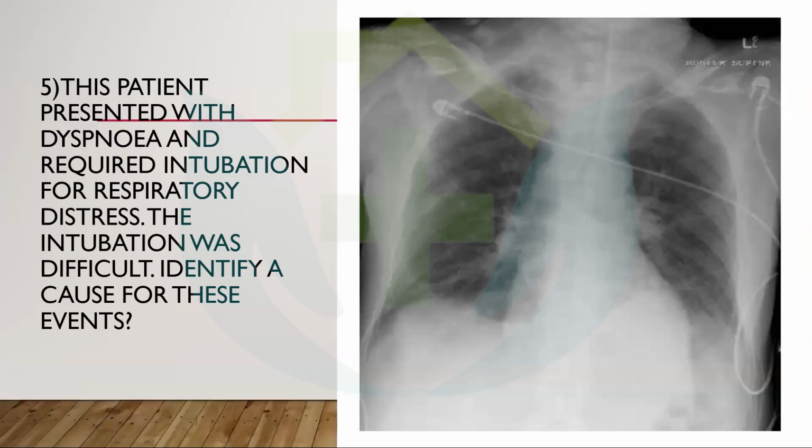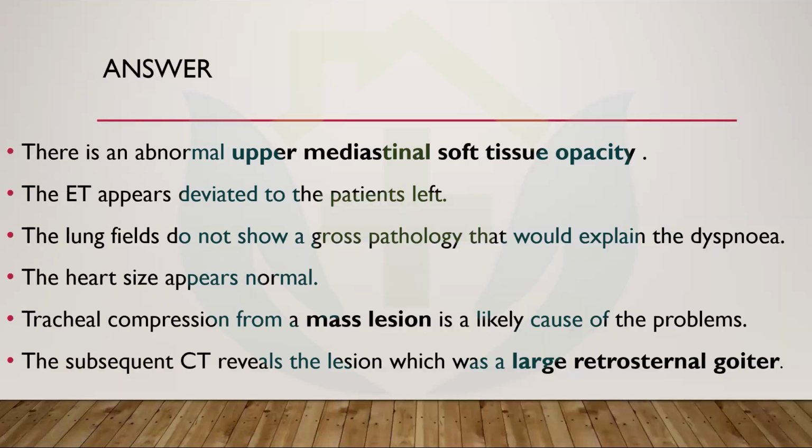This patient presented with dyspnea and required intubation for respiratory distress. Intubation was difficult. Identify the cause of the events. I think one of my candidates got this correctly. If you can see, there's a mediastinal widening over here, and this was the cause of the difficult intubation in this patient. There is an abnormal upper mediastinal soft tissue opacity.